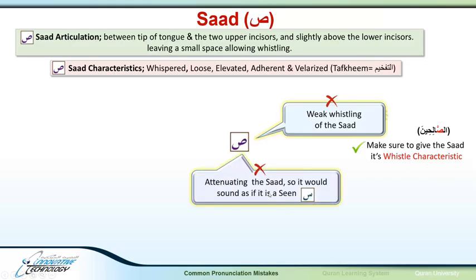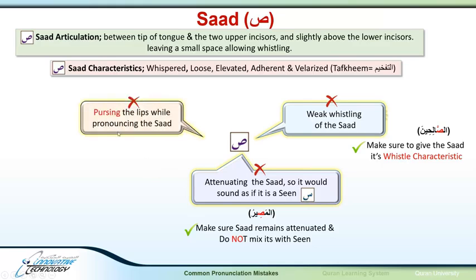Second common mistake is attenuating the sad so it would sound as if it is a sin. Example. Al-masir. This is not masir. Masir is a totally different word with a different meaning. This is al-masir. So the right way of pronouncing this is المصير masir, not masir. So make sure that the sad remains attenuated and avoid mixing it with a sin.